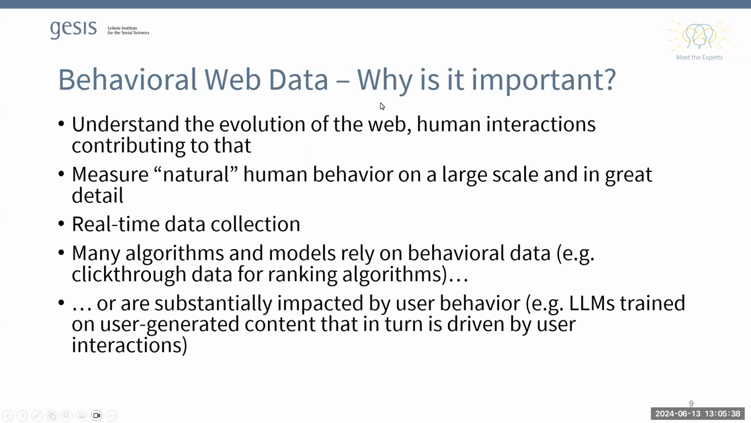Why is this data important? Well, it's important because you need this kind of data to understand the evolution of the web, because basically the web is based on all those human interactions that contribute to that, and it's a very good way to measure more natural human behavior on a very large scale and great detail. It allows real-time data collection as opposed to more traditional survey-like data sets. So there's a very great potential to complement these more traditional social science data collections.